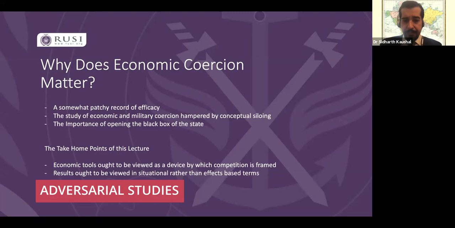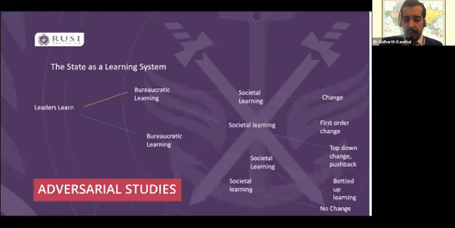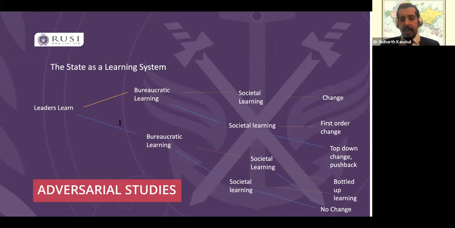So let's start with how we think about the state, going back to the issue of black boxing. It's useful to think of the state less as a single unitary actor in terms of its decision makers and more as a sort of learning system. Policymakers, bureaucratic actors, and societal actors all have divergent, to a certain degree, organizational and social interests. They also tend to have beliefs that justify these interests.